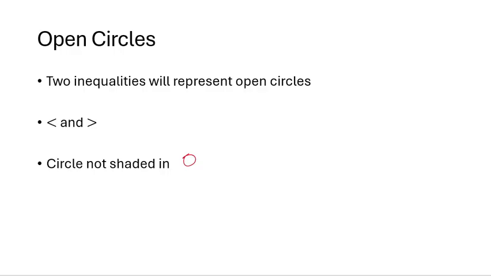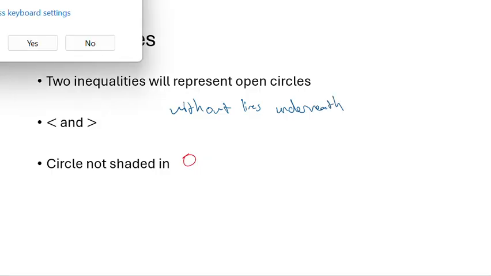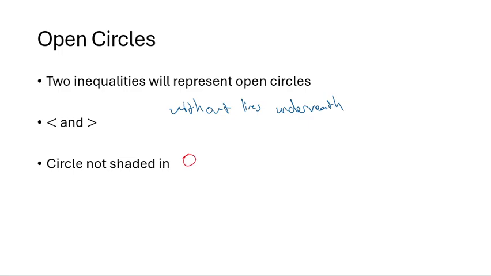Now, on number lines, you're going to need to know how to draw these kinds of inequalities. Pretty simple. Only two inequalities represent open circles. So you have the greater than or less than. It's the one without the lines underneath. That's the easiest way, okay? So when you do that, the circle is not shaded in. When you draw on a number line, you just draw something like that. You do not shade it in.